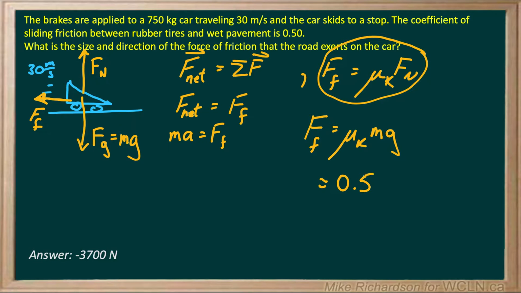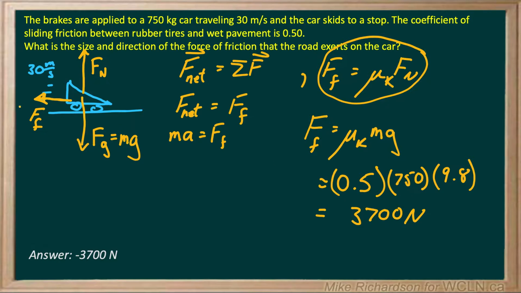So 0.5 is my coefficient. Mass of the car was 750. And g, as usual, is 9.8 meters per second squared. And when I fire all that through, I get 3,700 newtons. And we say that the force is to the left opposing the motion, so we say it's a negative force. So my force of friction is negative 3,700, the negative meaning left the way I've drawn it.